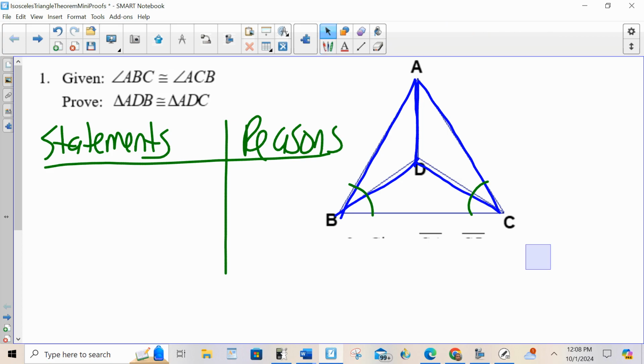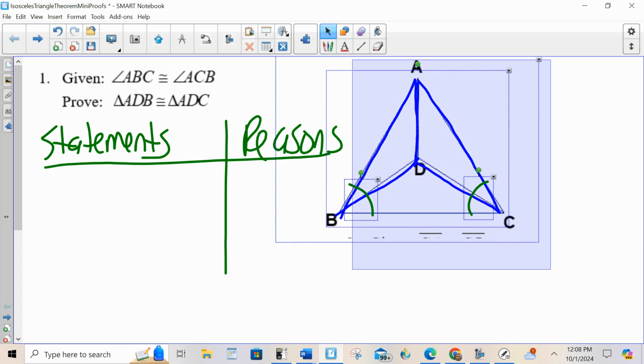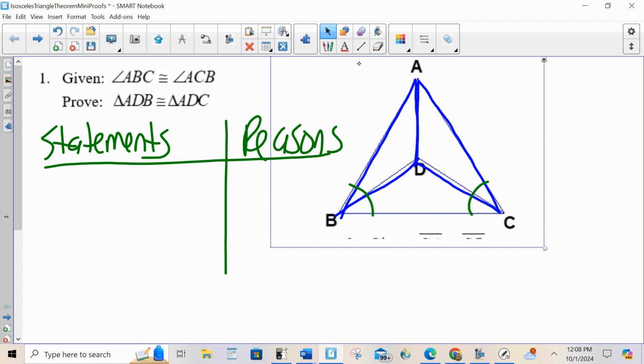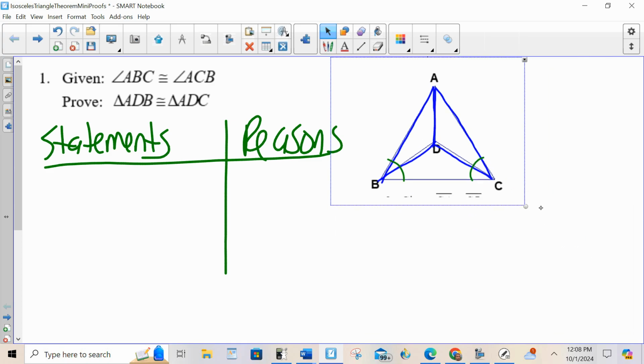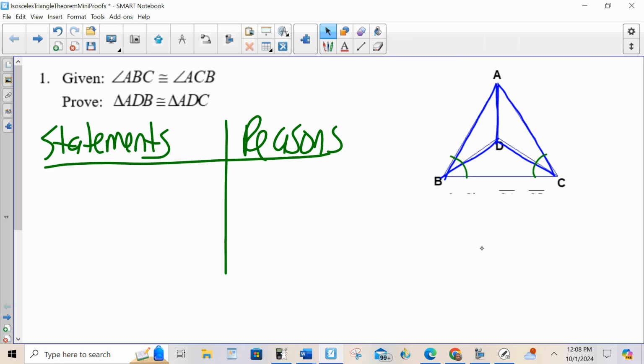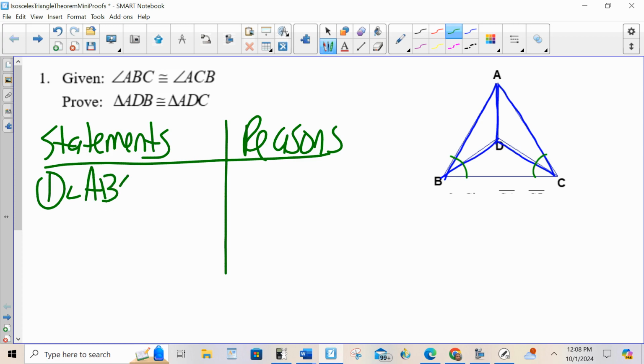And let's just see if we can move this a little bit, make it not so giant. All right. So angle ABC is congruent to angle ACB, given.